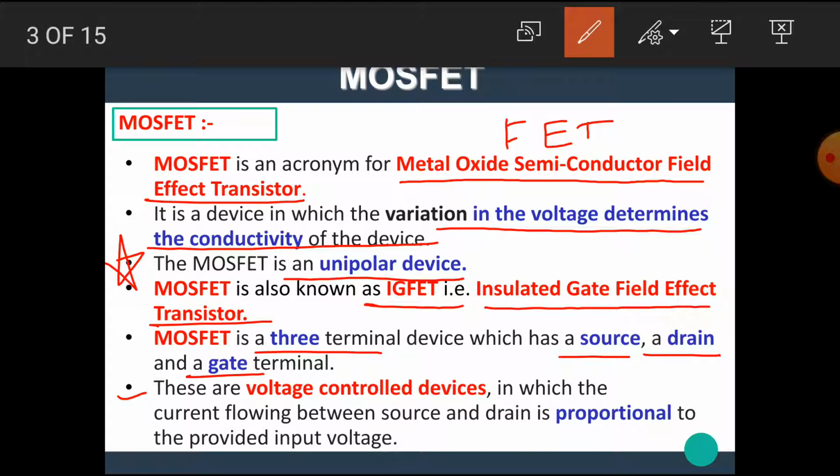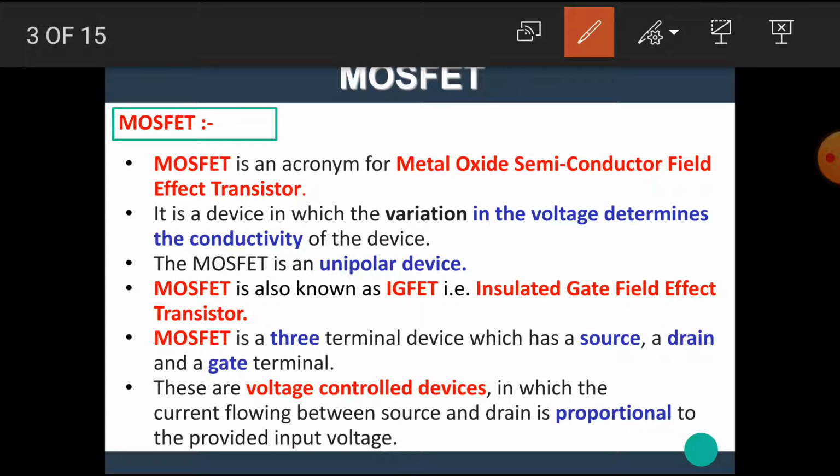The MOSFETs are voltage controlled devices. This is another important statement here, that the MOSFETs are voltage controlled devices in which the current flowing between the source and drain is proportional to the provided input voltage. That means, as seen previously, the input voltage decides the value of the output current, or the output current totally depends on the value of the input voltage. Hence this device is called a voltage controlled device, while the BJT is called a current controlled device.